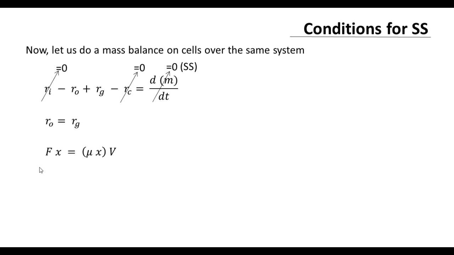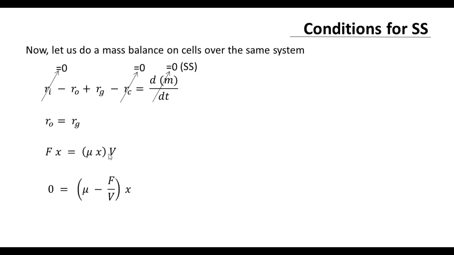What is rate of output? The volumetric flow rate times the cell concentration. You work this out in terms of units. You will find that this is indeed the mass rate of cells in the outlet stream, equal to the rate of generation, which is mu x into V. Mu x is the rate of generation of cells per unit volume on a volumetric basis. We need to multiply it by the volume to get it on a mass basis. So Fx equals mu x times V.